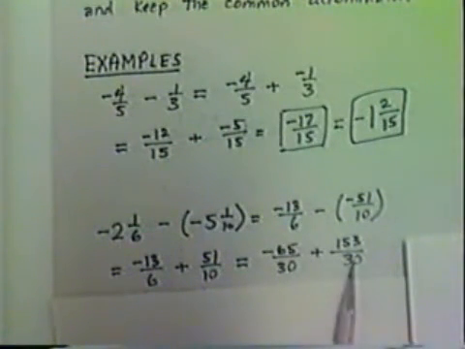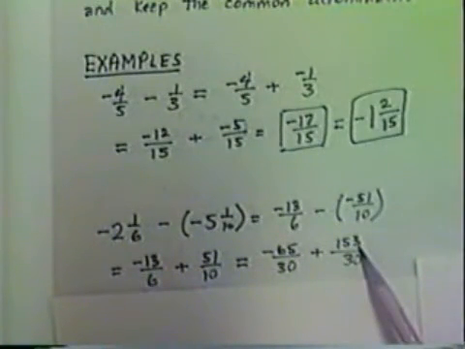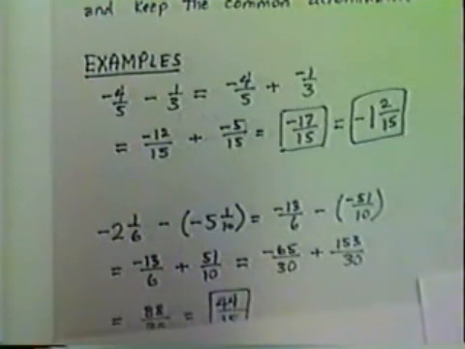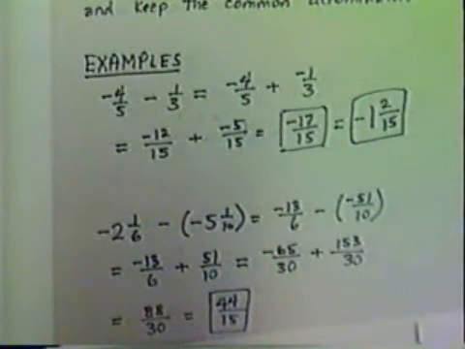Then adding these two numbers, we're adding numbers with opposite signs, so we take the difference between these and use the sign of the greater. And so we get positive 88/30. Positive 88/30 reduces to 44/15. And 44/15, the improper fraction form, is the preferred form for our answer.